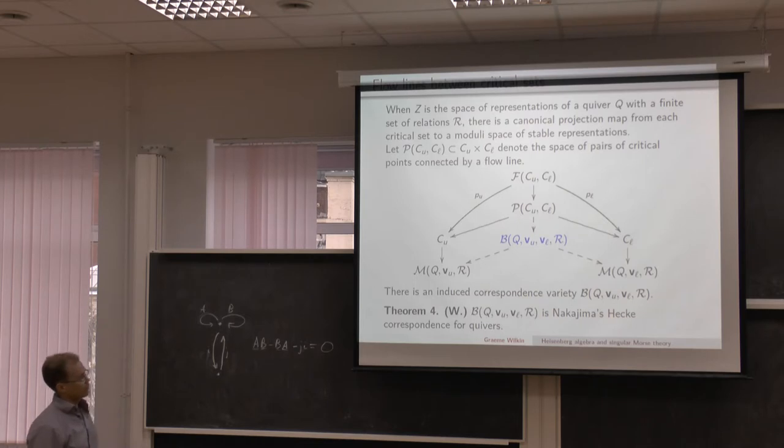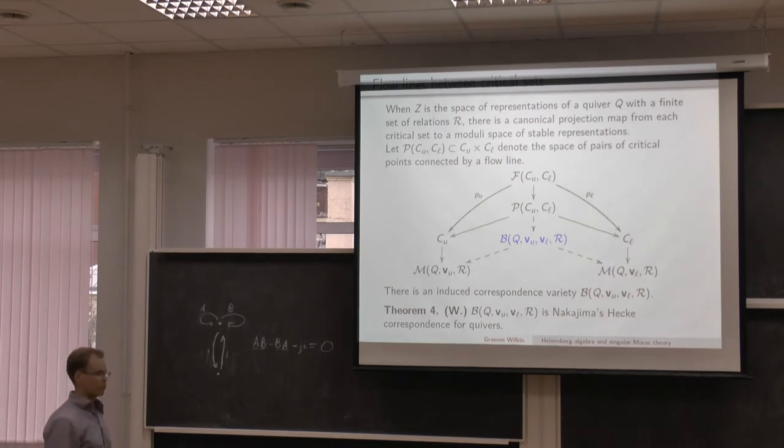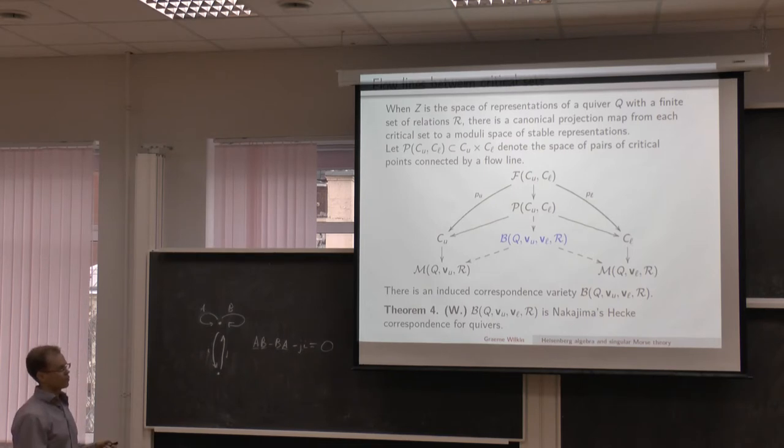The next theorem says that when you look at this picture, like I had before, you have a space of pairs of critical points connected by flow lines, also with projection maps down to the critical sets. From the earlier description of the critical sets, we see we have projection maps down to moduli spaces of representations of quivers. This is what this M represents. We have different dimension vectors and the relations that I wrote down before. So we have some induced variety or induced set down here. The next theorem says it's exactly the Hecke correspondence for groups. This is the Hecke correspondence that appeared in Mansfield as well, used to construct representations of algebras. So that appears in this flow line picture, in terms of the space of pairs of critical points connected by flow lines.